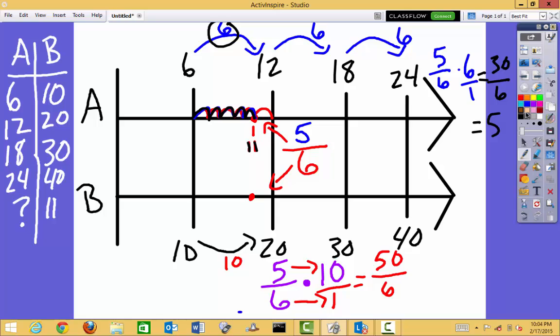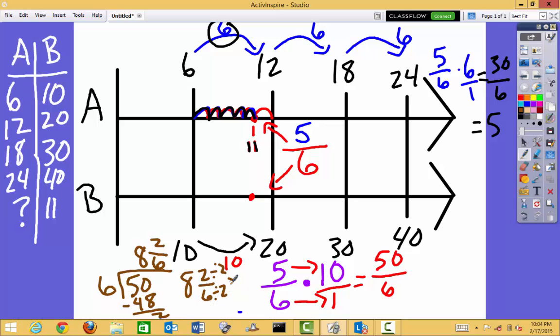So I'm going to do 50 divided by 6. This is why it's good to know your division facts. You'll be doing a lot. It's going to be 8 with a remainder of 2. This 2 becomes my numerator. 6 becomes my denominator. So 8 and 2/6. I can divide the 2 and the 6 by 2 to reduce it even further. So it's going to be 8 and 1/3.